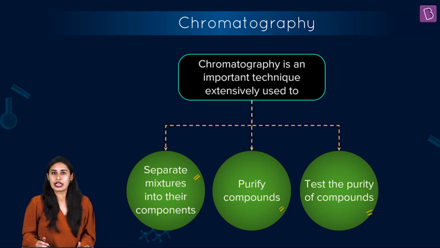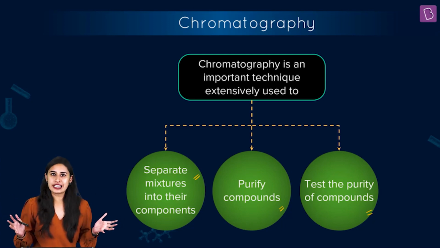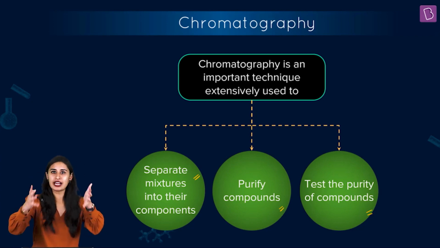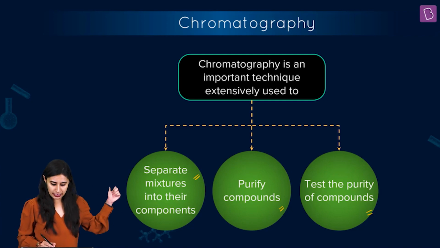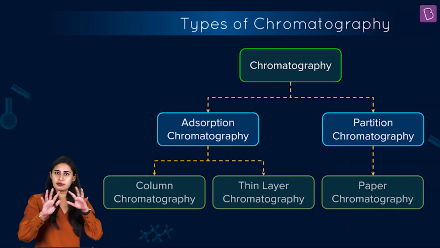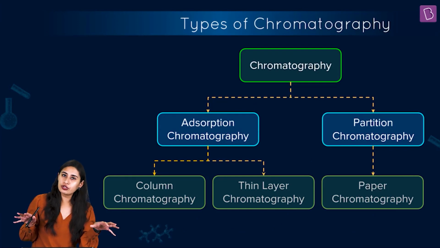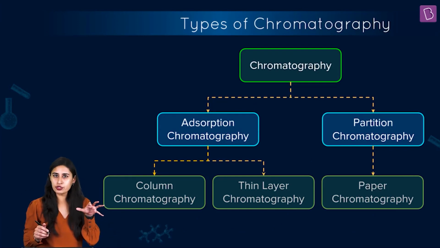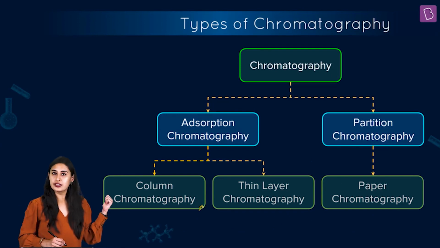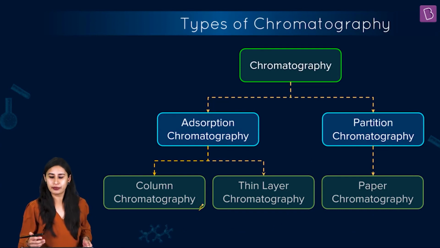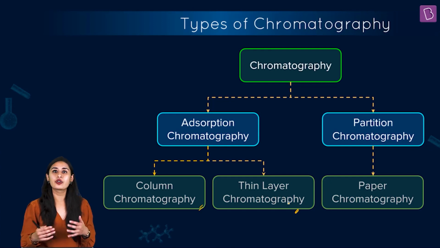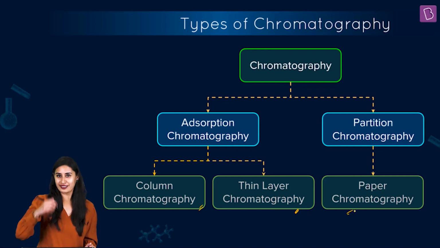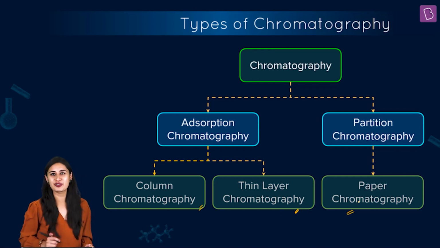Okay? So if I have to give you a broad classification of chromatography, I can easily give you a mind map. And if you have a mind map, the navigation becomes very easy. So chromatography can be broadly divided into adsorption chromatography and partition chromatography. Under adsorption chromatography, you study column chromatography and thin layer chromatography. Whereas under partition chromatography, you learn paper chromatography.